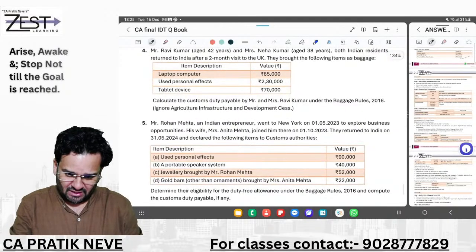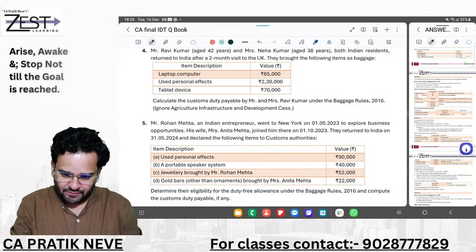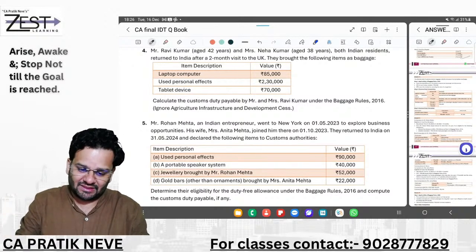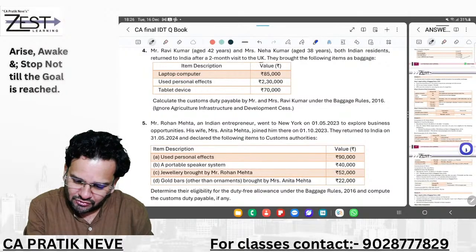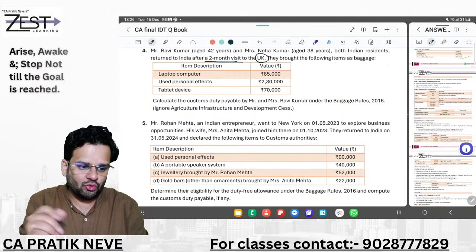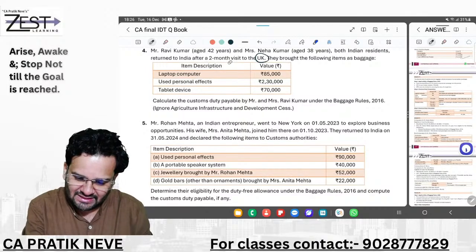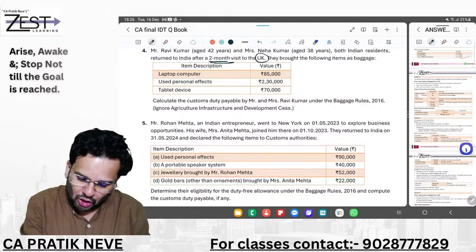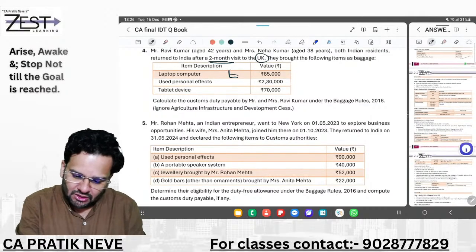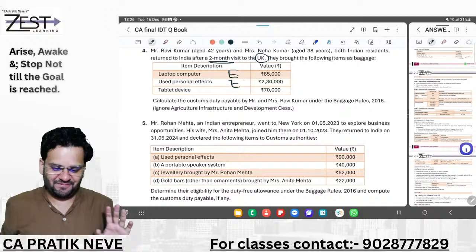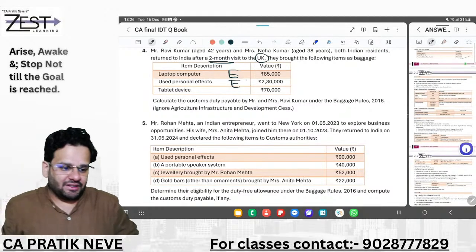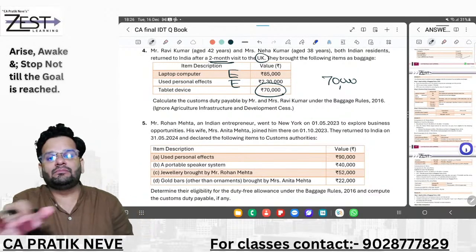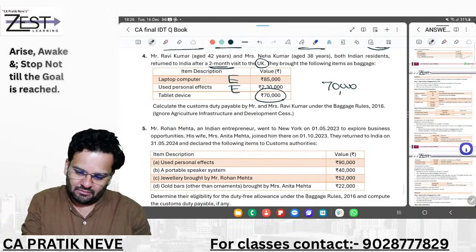Ravi Kumar, whose age is 42, and Mrs. Neha Kumar, whose age is 38, both Indian residents, returned to India after a 2 months visit to UK. Okay, so less than 1 year. They brought the following items as baggage. Laptop, you know laptop will be exempt. Used personal effects, exempt. Tablet, a tablet device will be shown in either of the person's baggage.